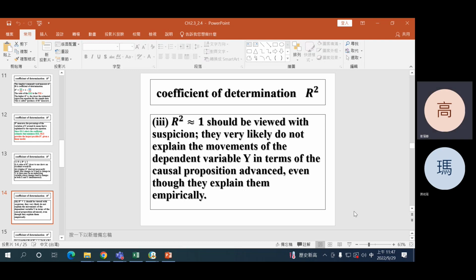That is only correct for simple linear regression, because in simple linear regression, the correlation is between 2 variables, X and Y only. And this R square is really the square of the correlation coefficient.